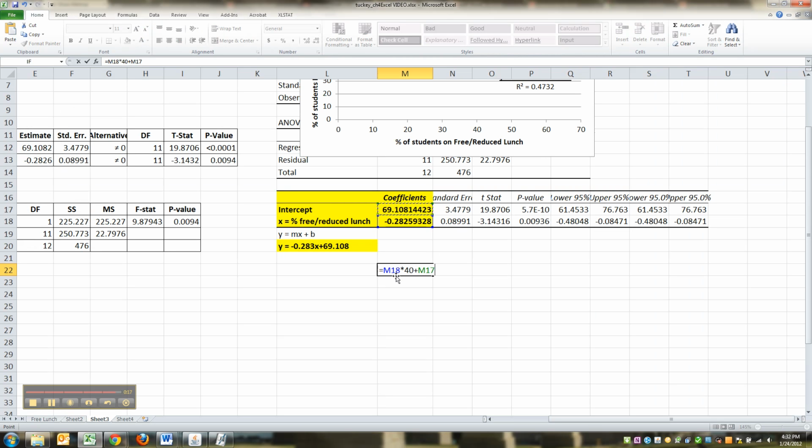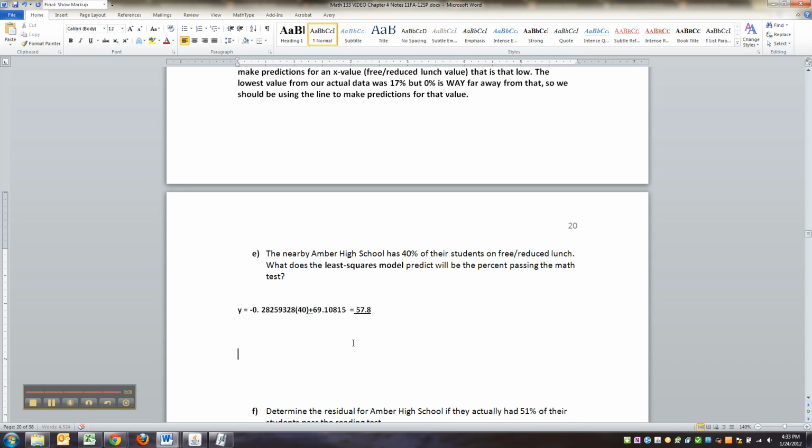Actually, since I used Excel to do this, I can do it this way. I can use this little cell referencing action, and it's going to be 57.8. And that's all there is to it. Easy as pie.